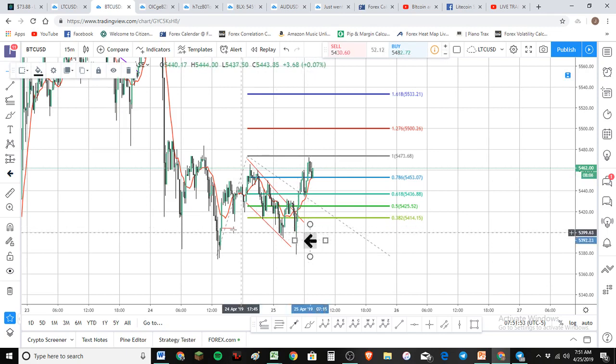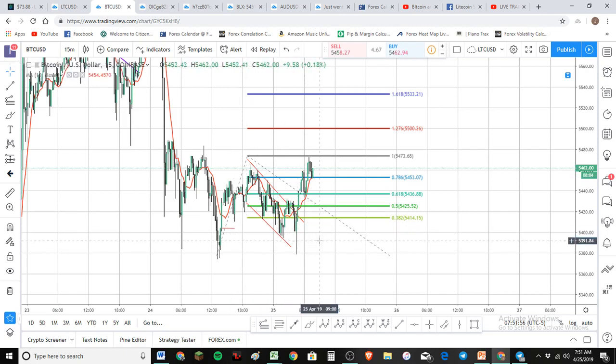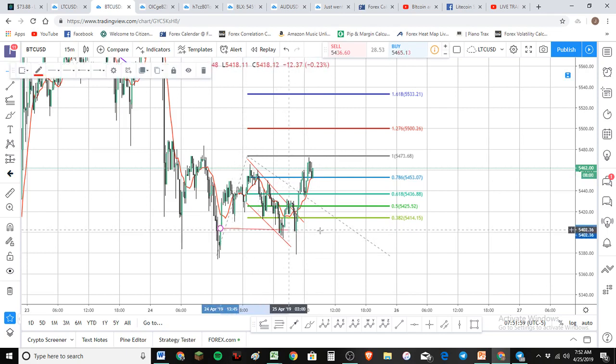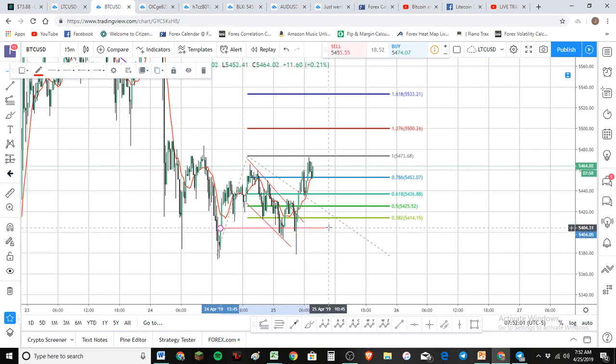You can see my little line right here. That was where I was anticipating an entry, and that would have been a fine entry. I wouldn't have nailed the bottom, but it would have been a great entry, and then we'd be in good shape for a trade today. Let me show you where I did enter.